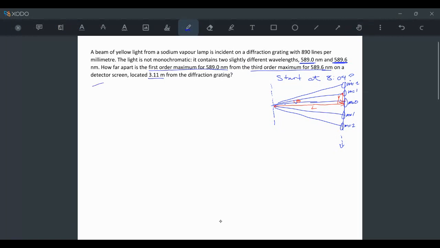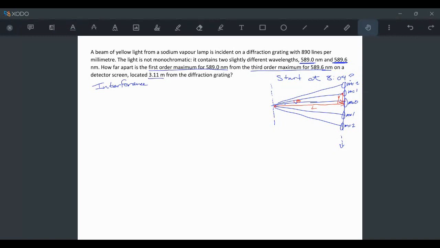This is an interference problem. And pretty much every interference problem, as we talked about last week, you have light that goes on 2 different paths. There's a path difference. And if that path difference ends up being an integer multiple of the wavelength, you get constructive interference. It's basically every interference problem in a nutshell.